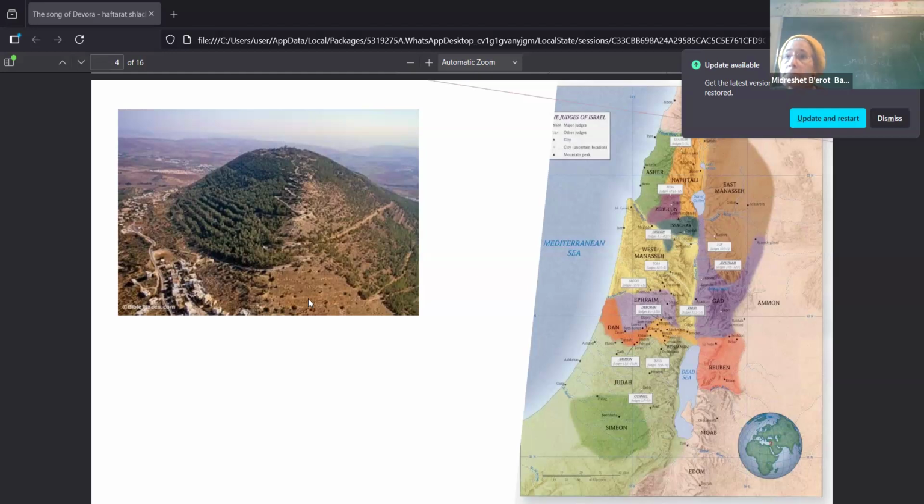Charoshet HaGoyim is the name of a city where Sisera was. We don't know where it is now. In other words, then they knew. Shem panics Sisera.